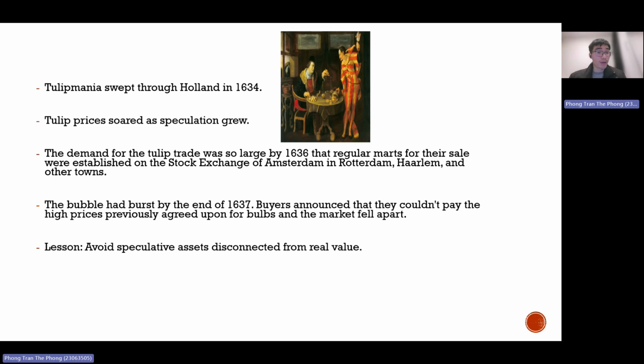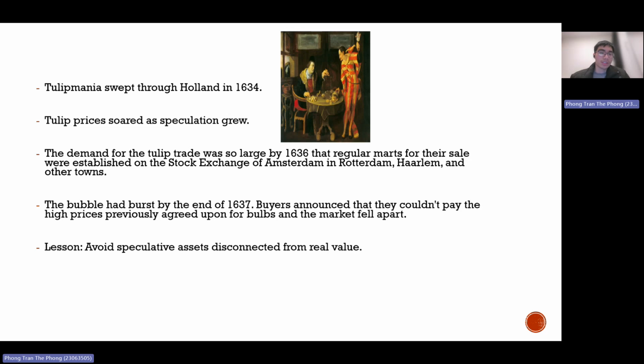So the tulip mania swept through Holland in 1634, and tulip prices soared as speculation grew. Everybody joined in, and they even bought tulips on credit with the hope that they could sell them for a profit to the next person. And the demand for tulips was so large that by 1636, they were even established on the stock exchange of Amsterdam and in various cities and towns in Holland.